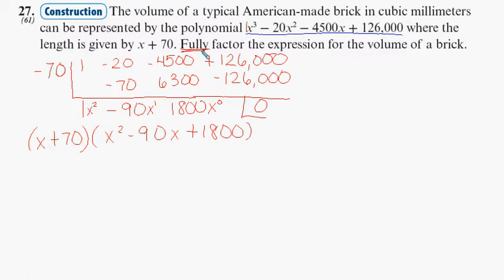This trinomial here can be factored again. So that means we're going to be left with x plus 70 and then two binomials here. We know this is going to break into x and x here, but now we need to look for factors of 1,800. So what are the factors of 1,800 that when they are multiplied will give us a positive number, and when they're added they'll give us negative 90?